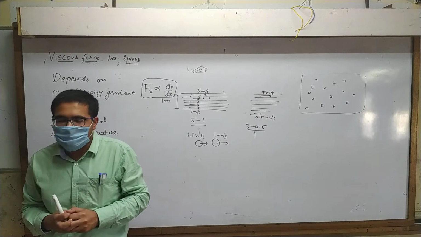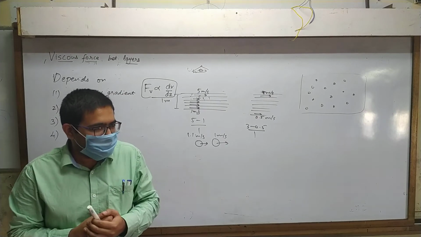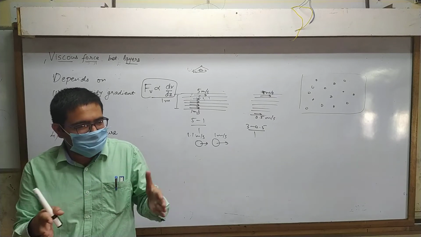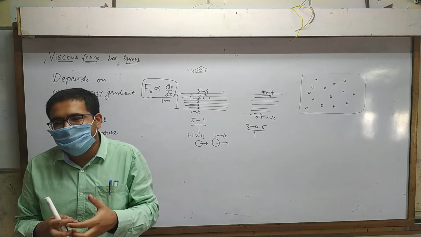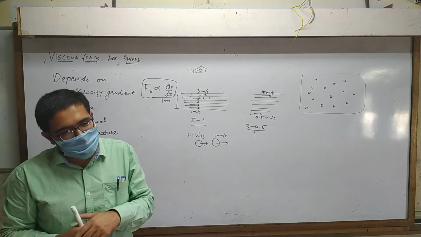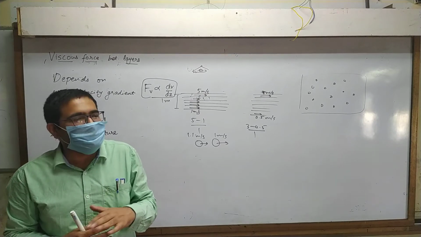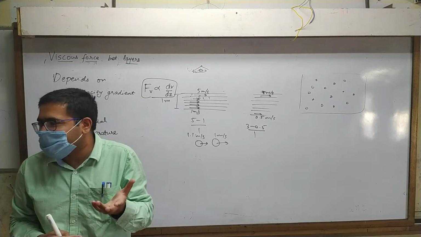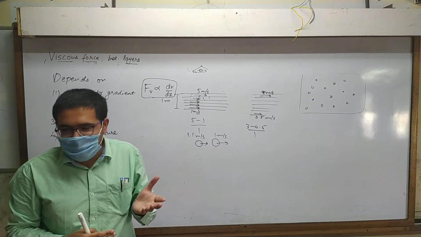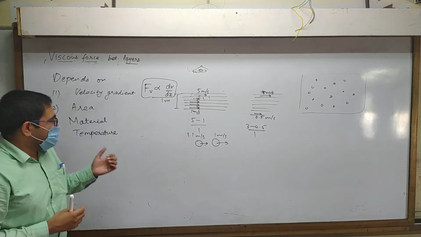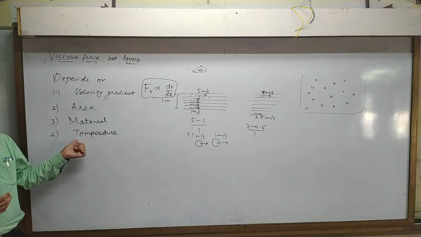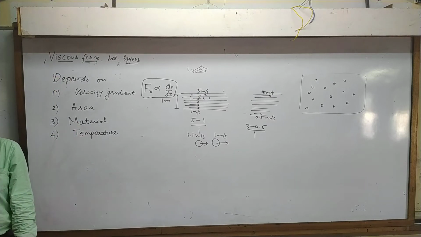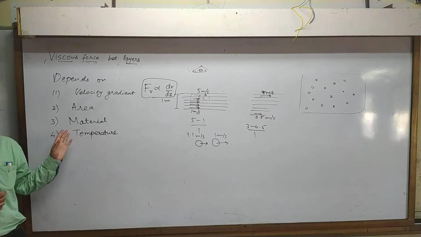Even in liquids, as you heat a liquid, the molecules start to go away from each other. That is, their intermolecular attraction will decrease. A point will come where the intermolecular attraction becomes very less, and the liquid will vaporize. It will be evaporated. Correct or not? Yes. So, the intermolecular attraction depends on temperature, and that is why viscous force between layers also depends on temperature. Right? 4 factors clear?